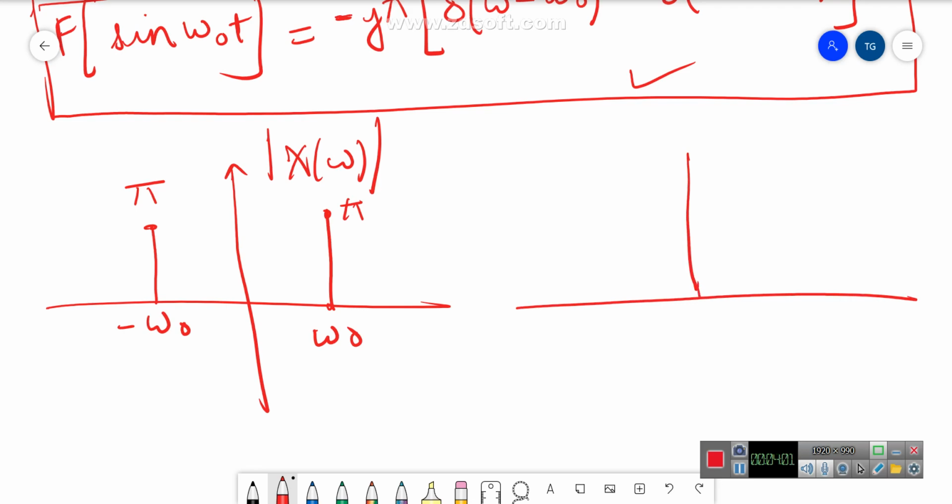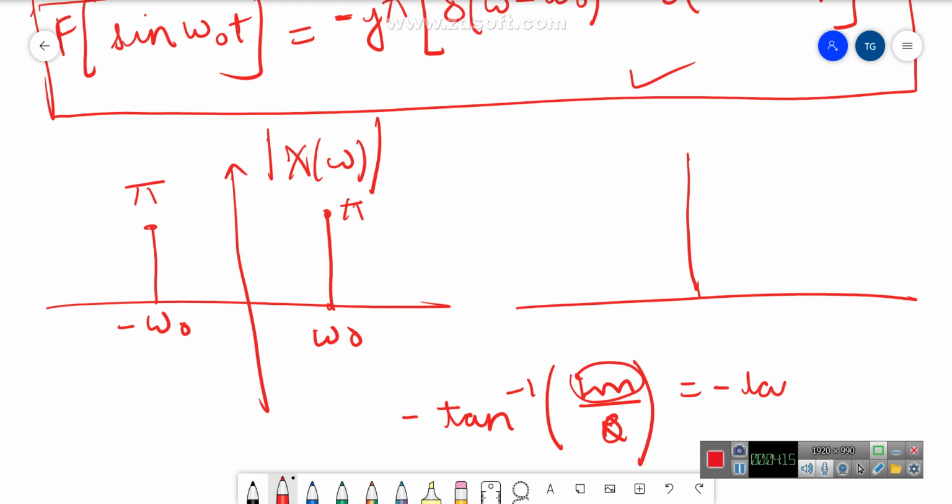And the phase spectrum, so this is an imaginary function. So the phase spectrum is calculated as minus tan inverse of imaginary part by real part. So we have some imaginary part but the real part is 0. So this is nothing but equal to minus tan inverse of infinity, which is nothing but equal to minus pi by 2.